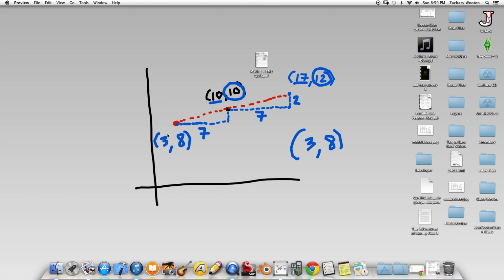let's say that they had told me the other endpoint was (3, 8) and we were asked to find the midpoint, they didn't tell us it was (10, 10), then all you do is figure out what x is halfway between the two endpoints and what y is halfway between the two endpoints. To do that, really simple: 3 plus 17 is 20, and divide that by 2. We're averaging these two x's. 3 plus 17 is 20, divided by 2 is 10. Do the same thing with the y's. Average them. 8 plus 12 is 20. Divide that by 2 since there are 2 points. 20 divided by 2 is 10 again. So that would have given us the correct midpoint.